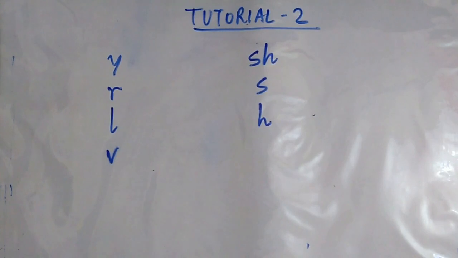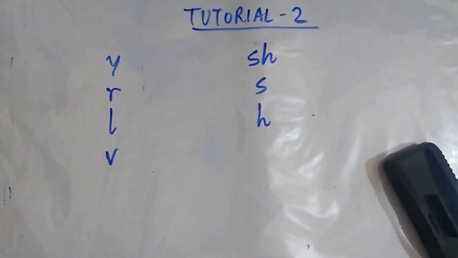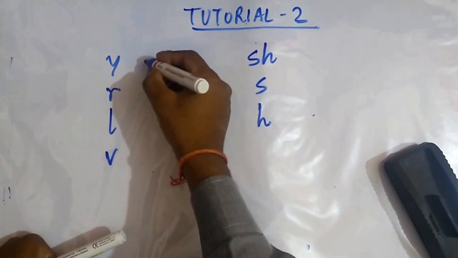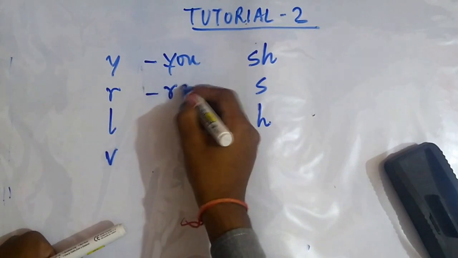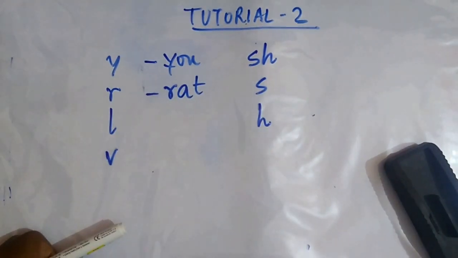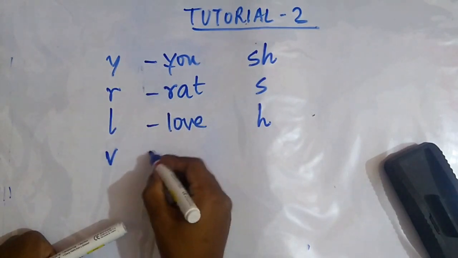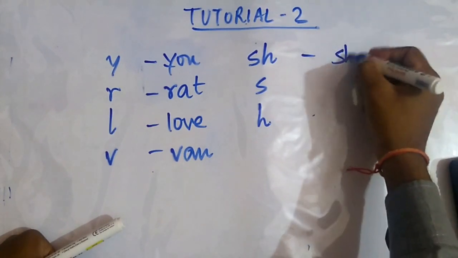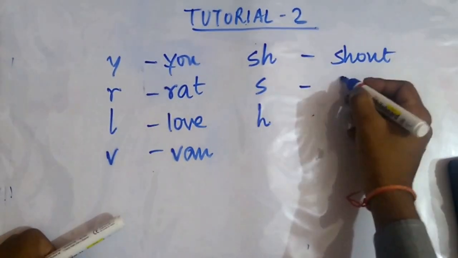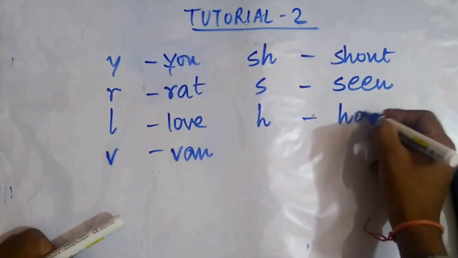In the first video, we learned about some consonants of Hindi and today we are going to continue. Okay then, let's start. All these alphabets that you see right now on the screen are pronounced almost the same as in English. The Y as in you, the R as in rat, but the R is more hard or rough like in Spanish or Arabic. The L as in love, the V as in van, the SH as in shout, the S as in seen, and the H as in horse.